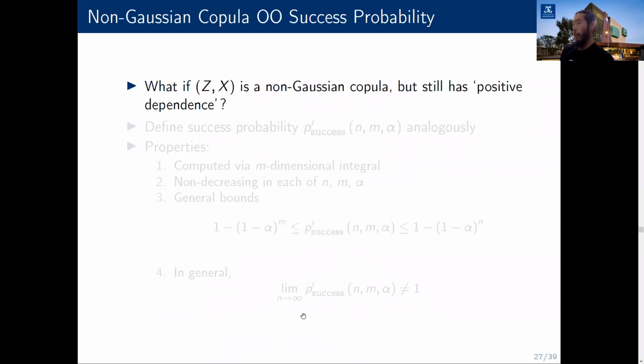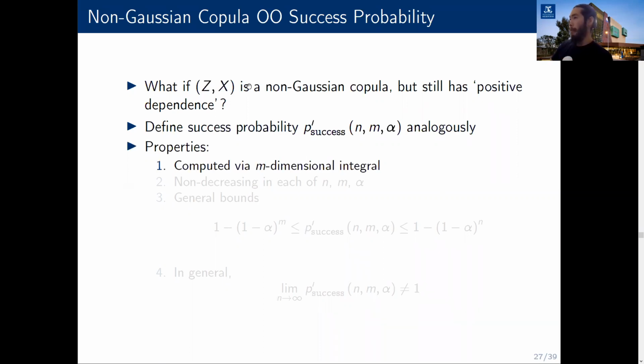So we can now move on from the Gaussian copula case and consider, what if Z and X have a non-Gaussian copula? Without loss of generality, we can assume that Z and X is a copula distribution. So Z and X is some general non-Gaussian copula, but it still has some positive dependence property to it. We can define our success probability analogously for this non-Gaussian copula.